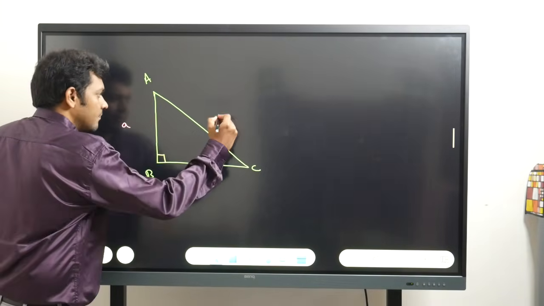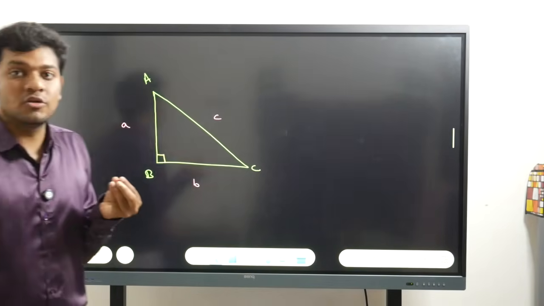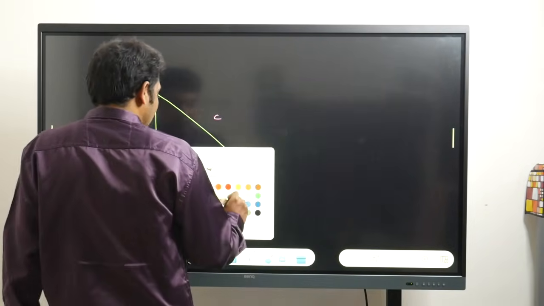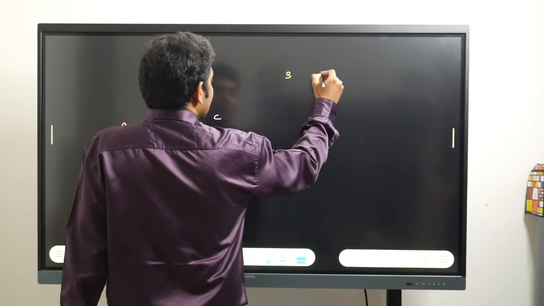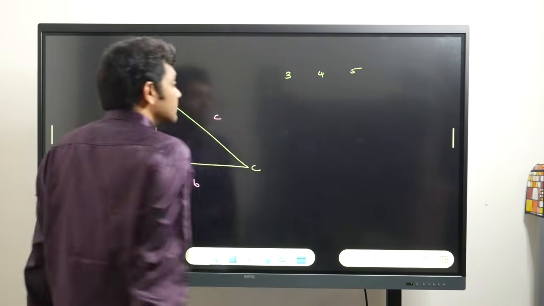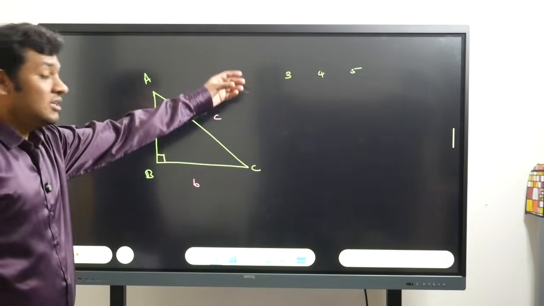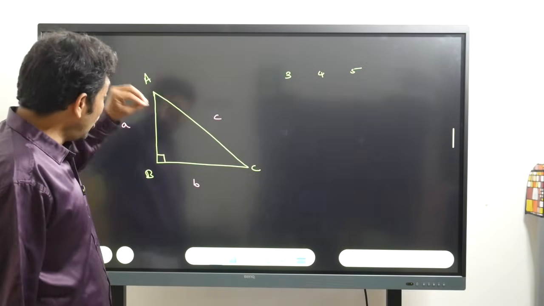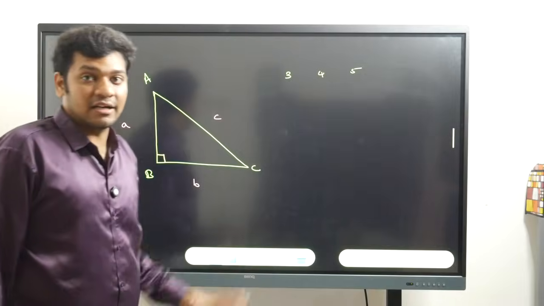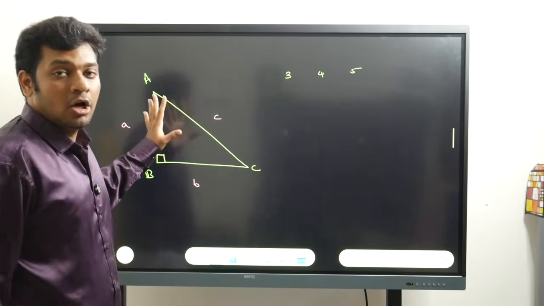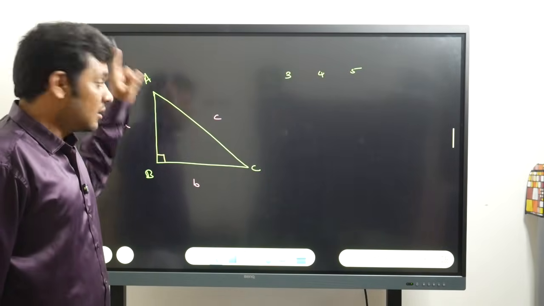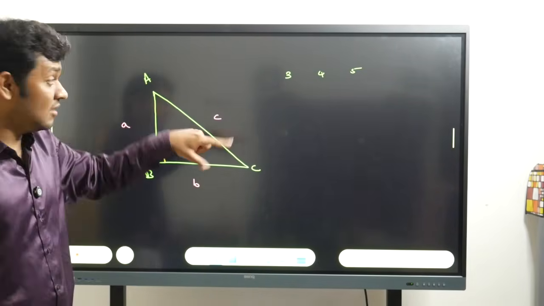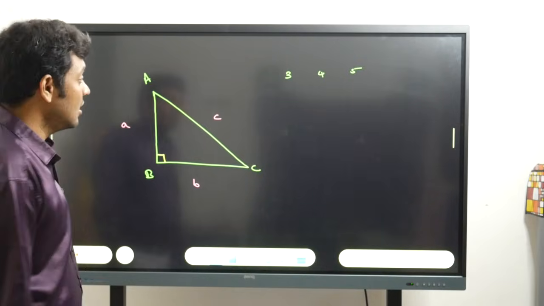You have some integral values called Pythagorean triples or triplets. The smallest integral value of a right angle triangle is 3, 4, 5. Just know this: 3 square plus 4 square is 5 square. So 3, 4, 5 is the smallest integral value of the sides of a right angle triangle. For a right angle triangle with all three sides integers, the smallest will have 3, 4, 5. You cannot have any side less than 3, because then it won't be an integer.